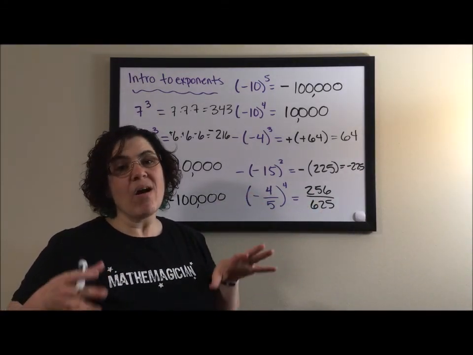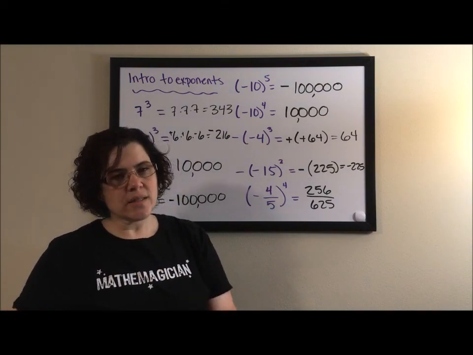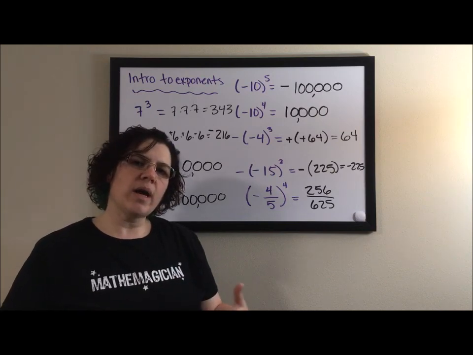When I do these problems, I often figure out the number first and then figure out the sign second using the rules so that the negatives don't get in the way of my computation.